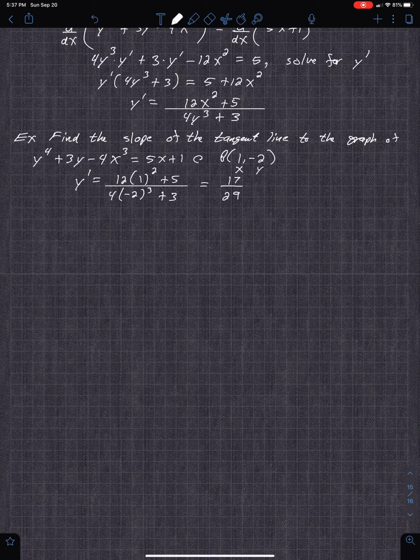So then that's all they ask you, but what if they ask you to find the equation of the tangent line? Okay, so let's just call that A, and then how about I'll throw in a B as well. Find the equation of the tangent line.